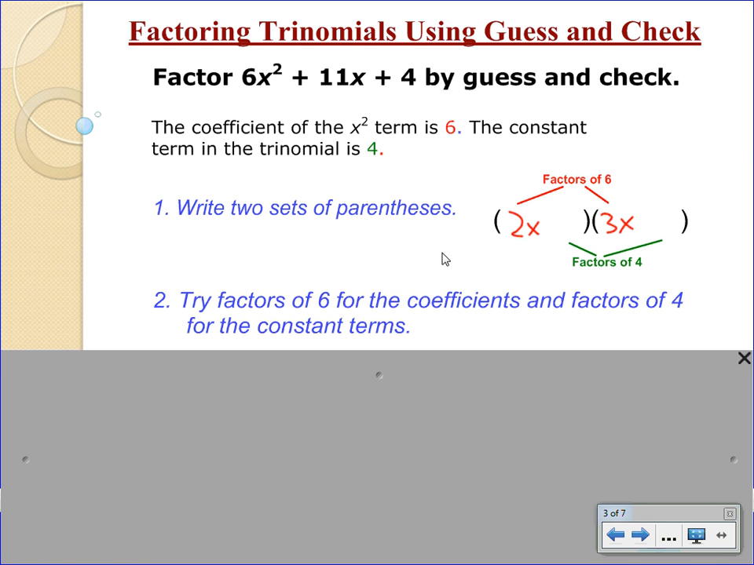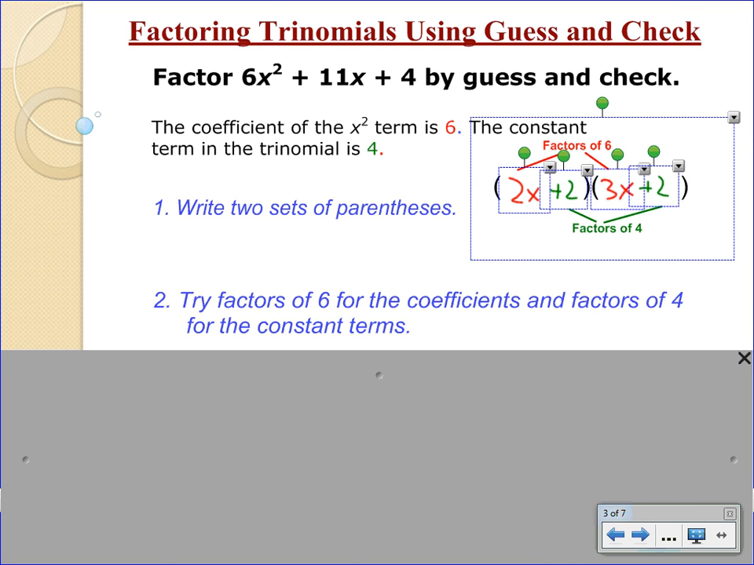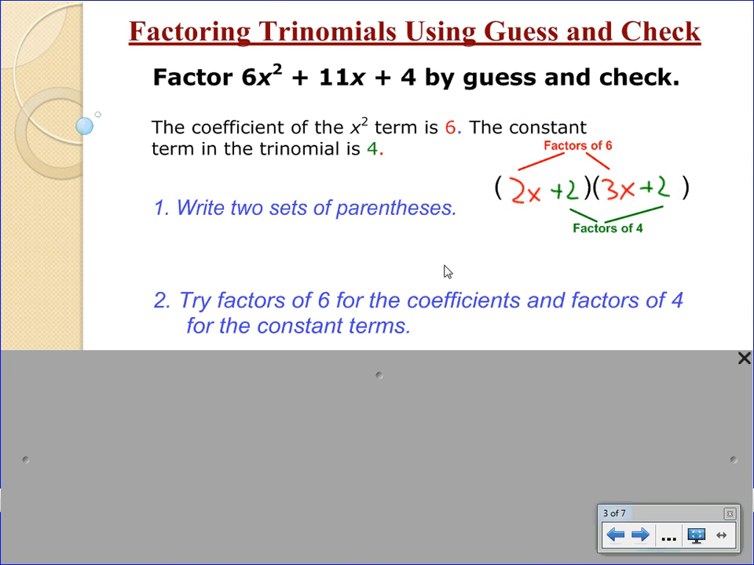Okay, well, let's see. 4, that's maybe either 1 and 4 or 2 and 2, right? Let's pick one. You pick one, I'll pick one. I'm going to try, let's say, 2 and 2. Sound good? So I'm going to try plus 2 and plus 2. And I'm going to move this up a little bit so we've got a little bit of space to work here. Now let's try to FOIL this out.